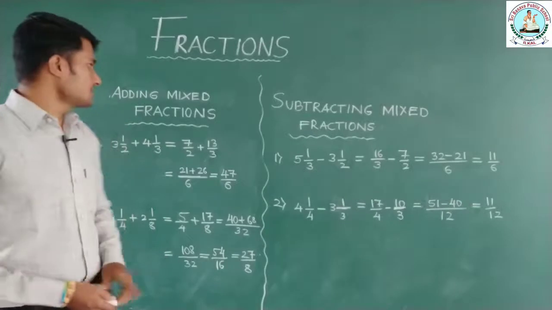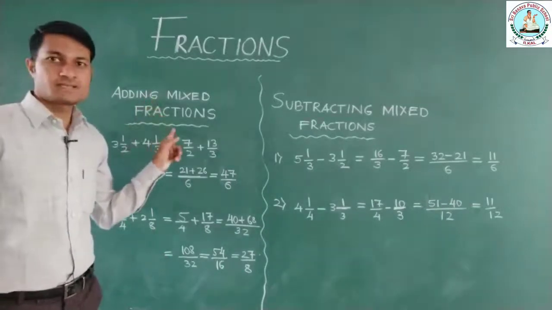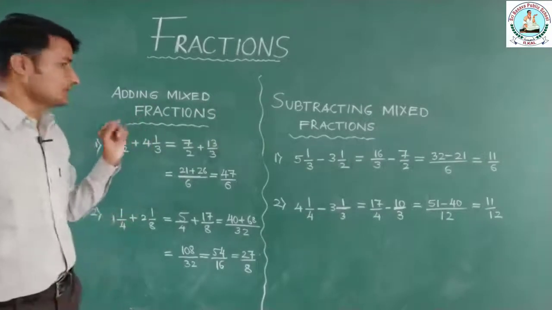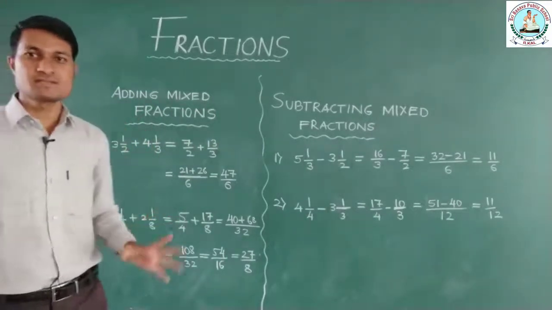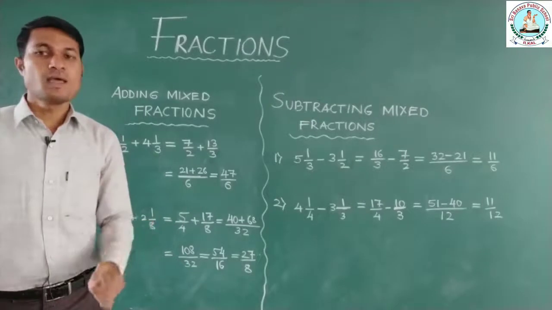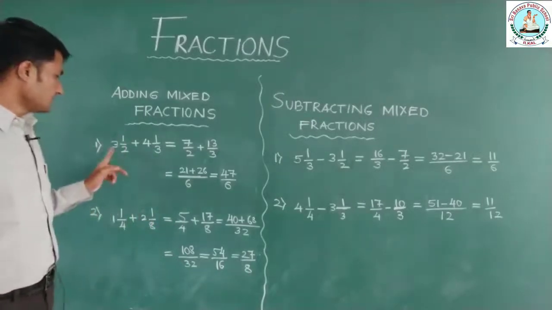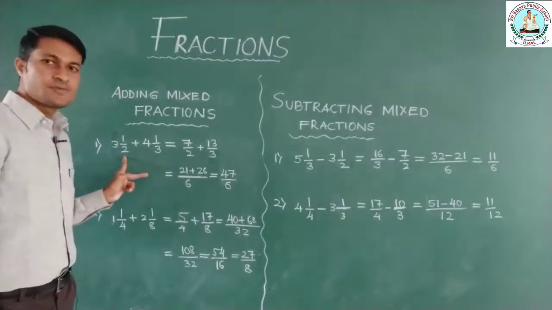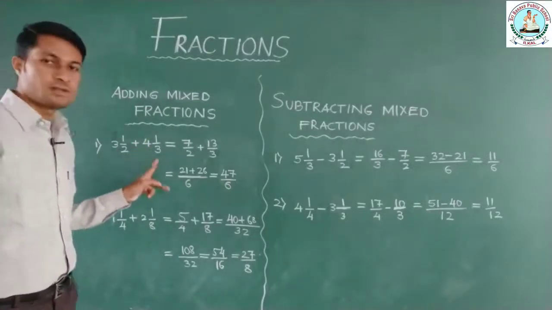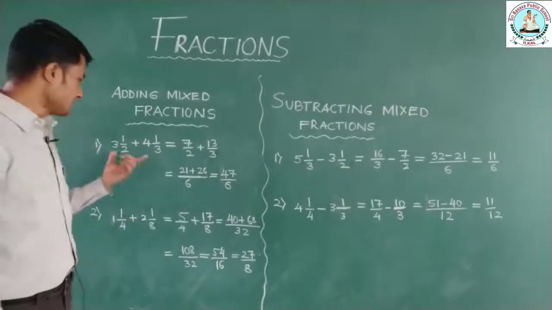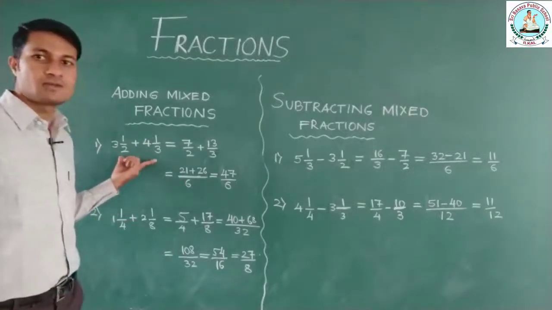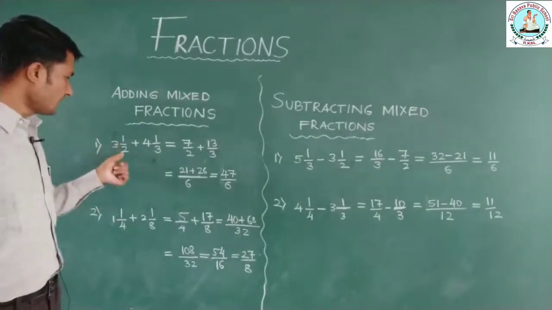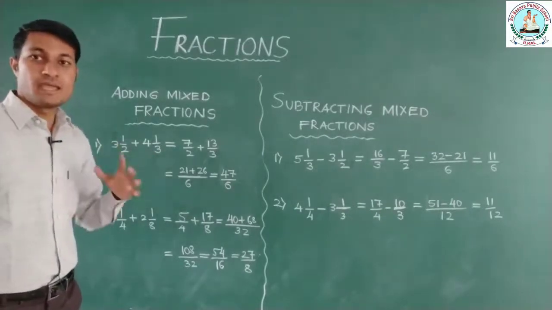Well students, now let us learn how to add the mixed fractions and how to subtract the mixed fractions. So let's begin with adding the mixed fractions. Mixed fractions are the combination of a whole and a fraction. So here 3 1/2 is the first mixed fraction, and to this we are going to add 4 1/3, that is another mixed fraction. So let's see how we are going to add these two mixed fractions. First we need to convert both mixed fractions to improper fractions.